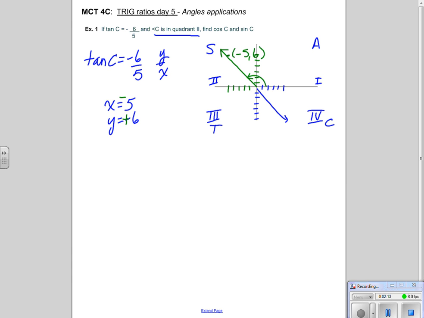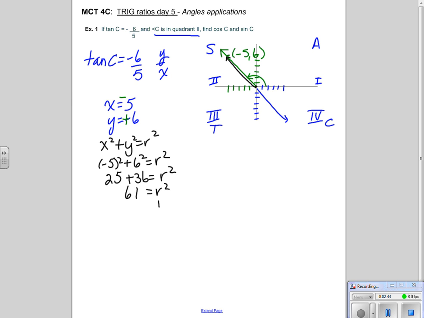If tan C is minus 6 over 5, I have my x and y values, but I don't have my r value. The length from the origin to that point, minus 5, 6, I can use Pythagorean relationship on. x squared plus y squared equals r squared. And I will have minus 5 squared plus 6 squared, 25 and 36 is r squared, 61, which I'm going to leave as a square root. Remember, r is always positive. So I have my x and my y and my r.